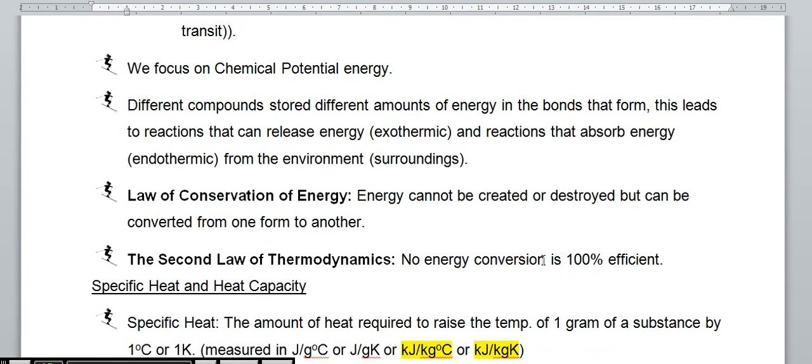Well, we already know that different compounds store different amounts of energy, and so when we have a chemical reaction that changes one set of compounds into another set, the new set may store less energy than the original compounds did, and so therefore there's an overall release of energy from the reaction that's called exothermic. And if the new compounds store more energy than the old ones, then there's an overall absorption of energy, and that's called an endothermic reaction.